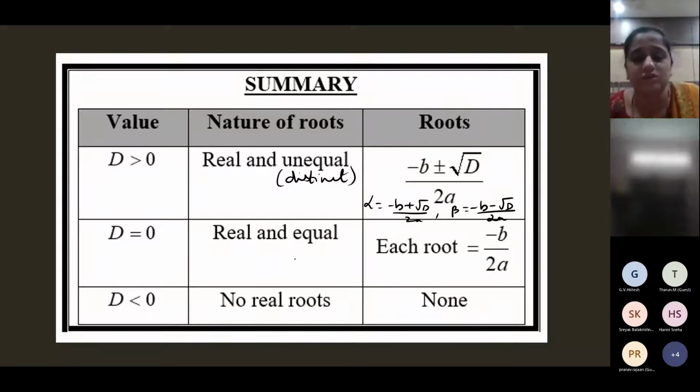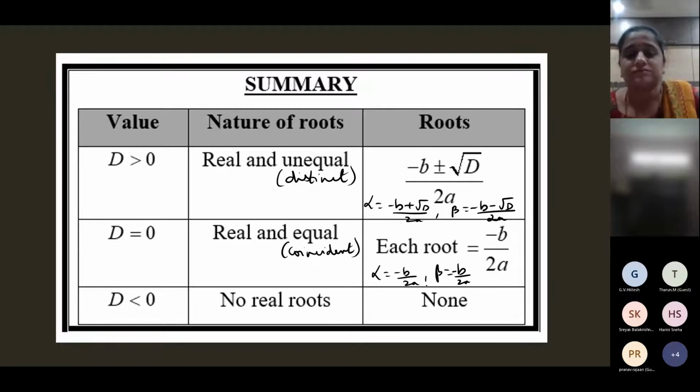When D is equal to zero, real and equal roots, that is coincident roots. Each root will be equal to minus B by 2A. That is, alpha is minus B by 2A, and beta is also minus B by 2A. You might not have come across this. Maybe, I don't know. So don't worry. And when D is less than zero, no real roots.